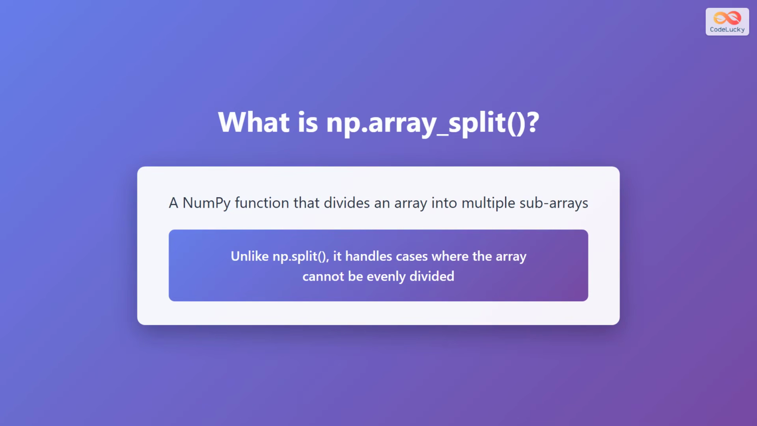NumPy array_split is a function that divides an array into multiple subarrays. The key advantage of this function is that unlike NumPy split, it can handle cases where the array cannot be evenly divided. This makes it much more flexible for real-world data processing tasks.